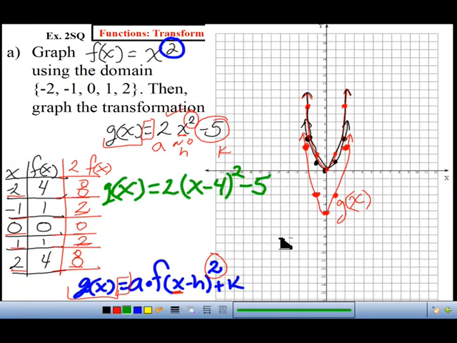Can you guys see it now? Yes, look at the general rule and look at this one. Let's match it. What is 2? That is A. What is 4? H. And what is -5? -5 is our K. Does that make sense? You're like, yes, Mr. Q, I see it. Let's go.